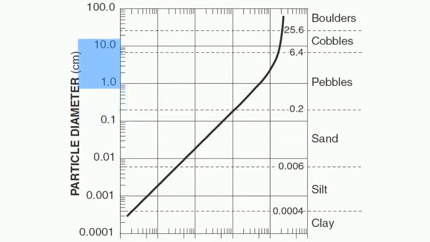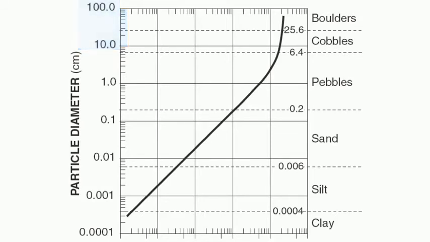1.0 to 10.0 centimeters, and your increase goes like this: 2, 3, 4, 5, 6, 7, 8, 9, 10. And the next section up, 10 to 100 centimeters in diameter: 20, 30, 40, 50, 60, 70, 80, 90, 100.